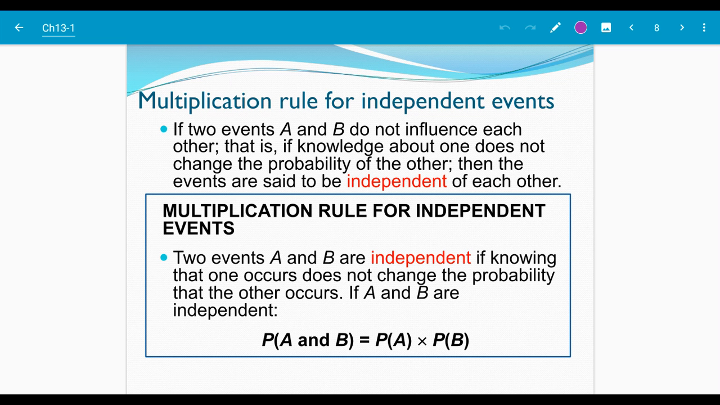And we can't just say that one does not impact the outcome of the other. No, it's not that easy. You can't just say it and then that's proven. We have to show that it's true with this equation here. This is the mathematical definition of independence. 2 events are independent if you can multiply their individual probabilities together and it equals the probability of both of them happening.